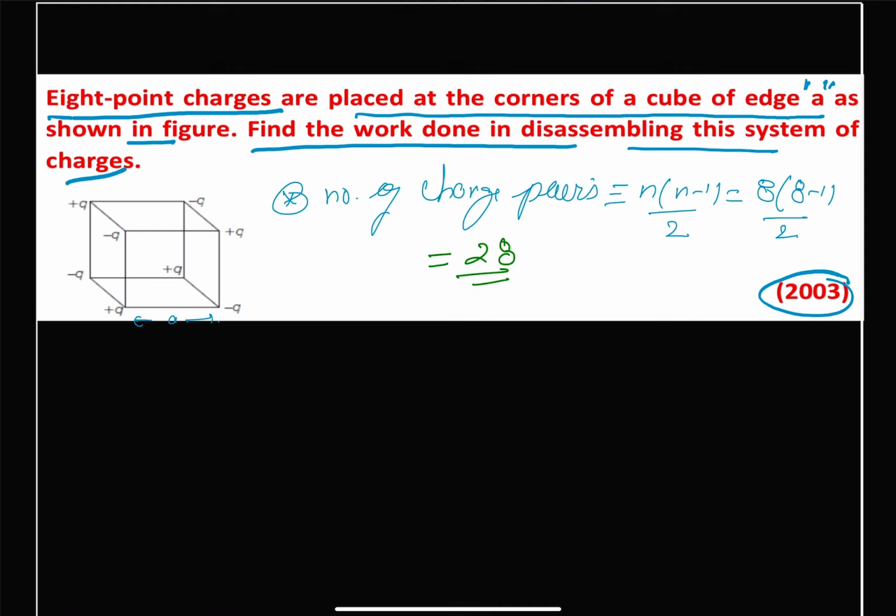And here we have to find out the disassembling. So in this case, we have to segregate the number of charge pairs in terms of opposite charge as well as the similar charge. Okay, and so we have to divide this into two parts, one is of opposite charge and the other will be of similar charge.